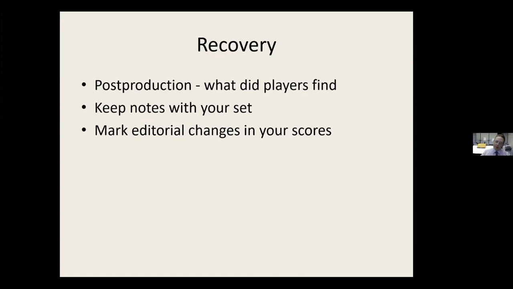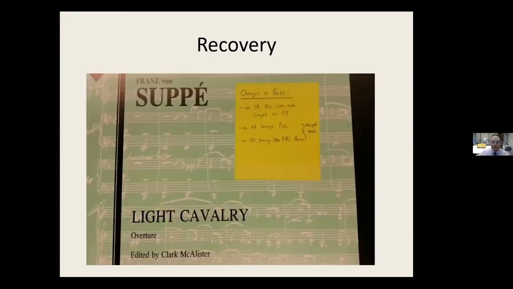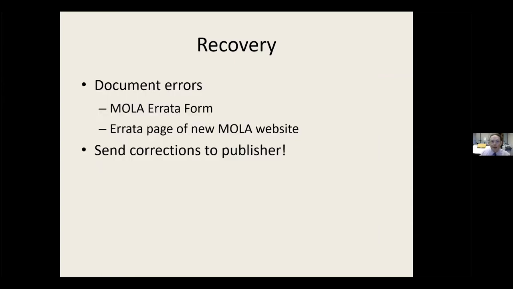And again, this goes to mitigation. If you actually have a clear note of what editorial changes you've made, and if it's with your score, you're going to hopefully avoid future confusion. And it's kind of a silly example, but I didn't necessarily agree with some editing done by Clark McAllister. And so we just said, well, we changed it. Here are the changes. And we just put a post-it note right up on front of the score. And it was just an easy way to address the changes that we made editorially.